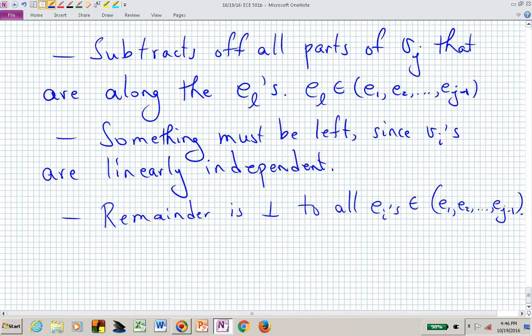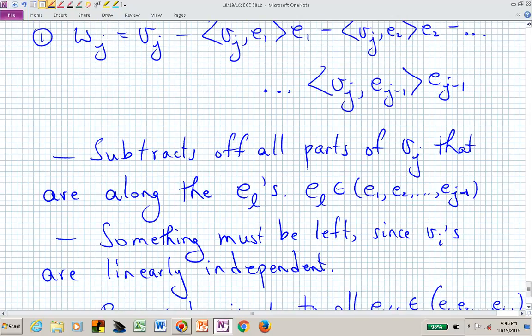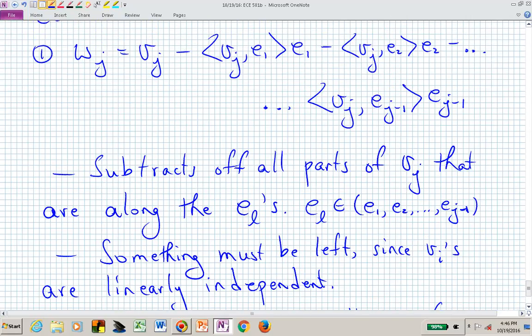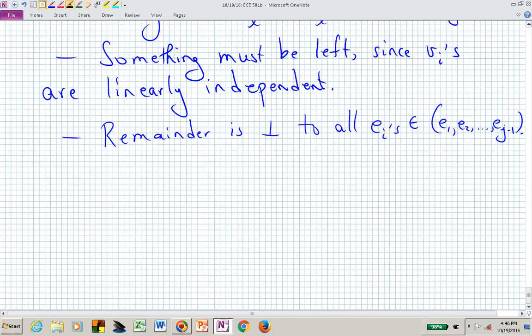So all we're doing is we're creating a W sub j. It's a vector that starts with V sub j and takes away the components of all the preceding orthonormal vectors, E1 through E sub j minus 1. But what do we know about the length or the norm of W sub j? Know anything about it? No. So let's normalize it, and that will give us our E sub j. That's the second step in this process.